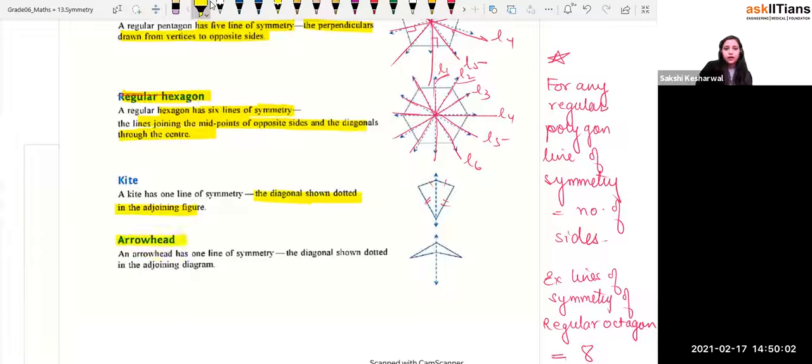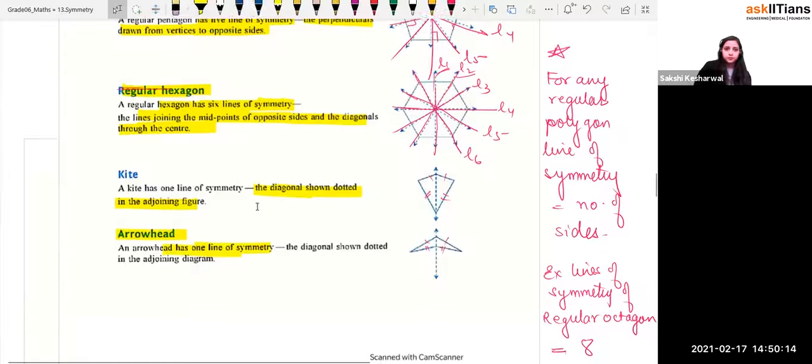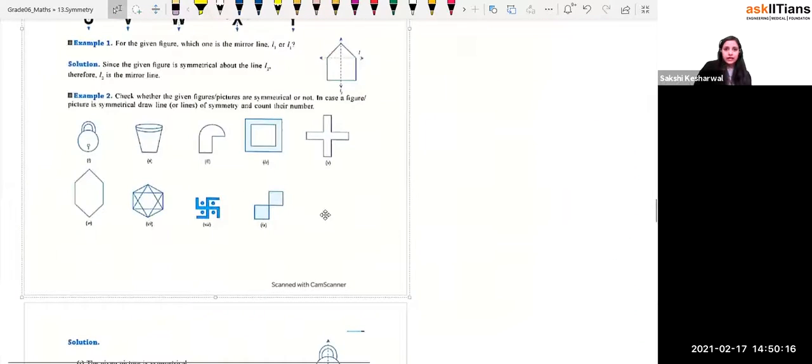Now, what is an arrowhead? You have seen it, so this is again like this. This side is equal to this, and this side is equal to this. So only one line is there. So we say that this has only one line of symmetry, which is passing through the diagonal. Now let's come to the alphabets.